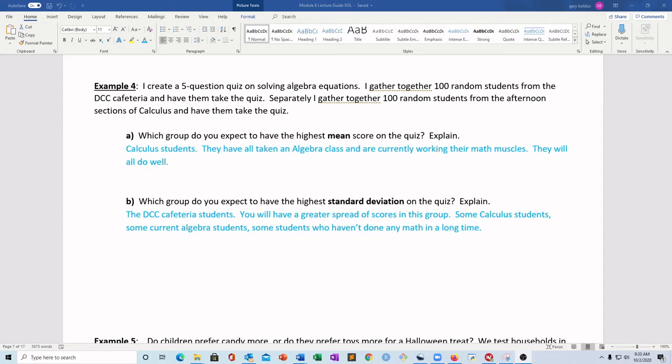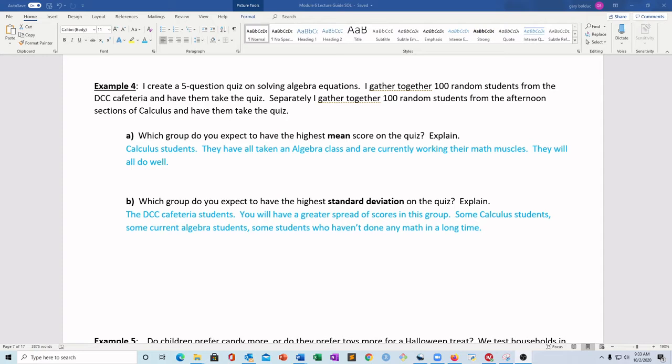So part A says, which group do you expect to have the highest mean score? So what's the highest average? So our answer to this is the calculus students. Well, why? Well, what's going to make a set of scores have a high average? If a lot of the scores are high. So we need a lot of really good scores to have a high average.